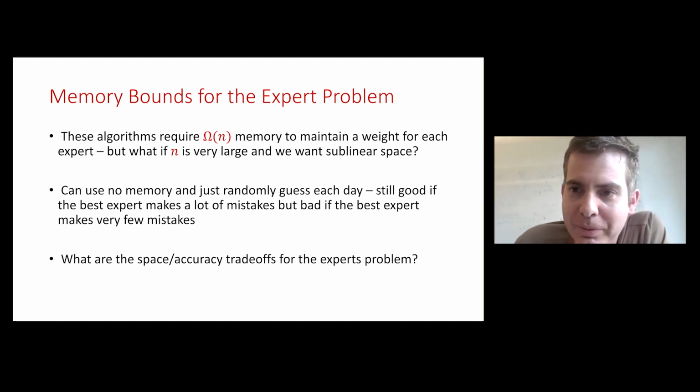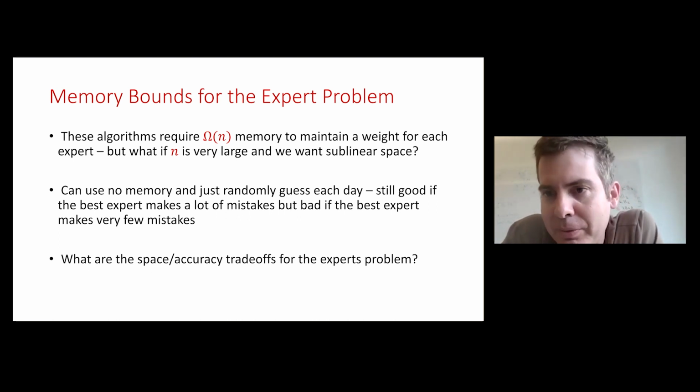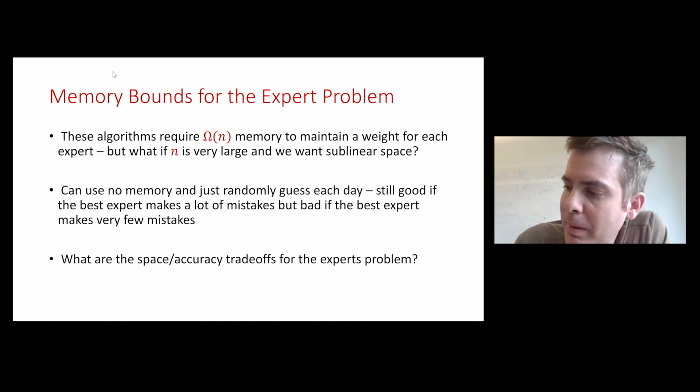If you want to do silly things with no memory, you can just randomly guess each day. And this might be good if the best expert makes a lot of mistakes, because if the best expert is making mistakes all the time, then maybe you're not making much more than that. But if the best expert is not making many mistakes, you have to do something, and that's not going to work. And so the question is, what are the space accuracy trade-offs for the experts problem? Okay, any questions?